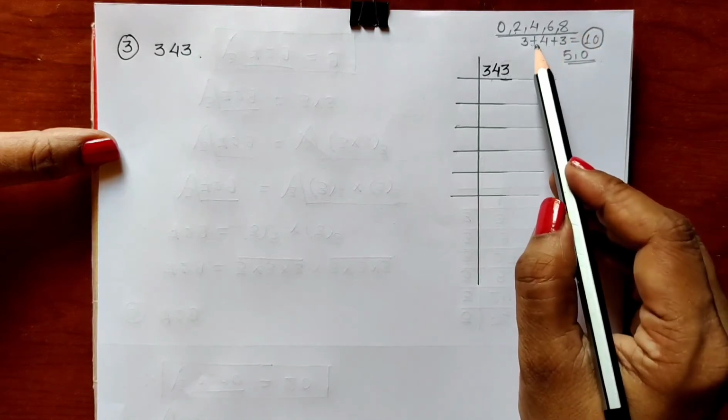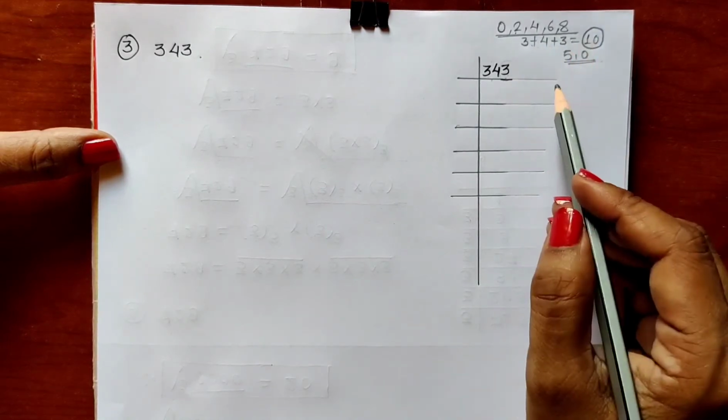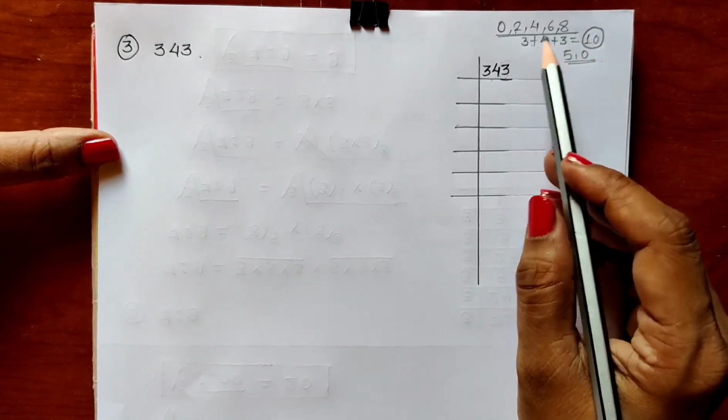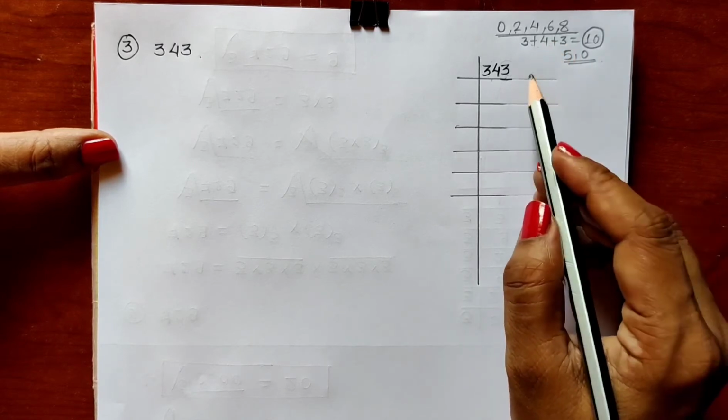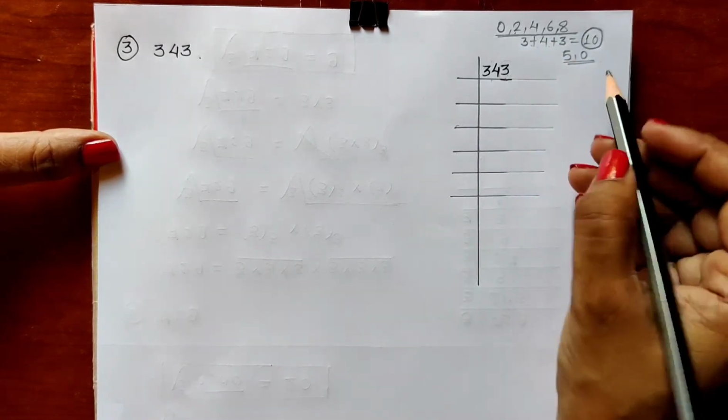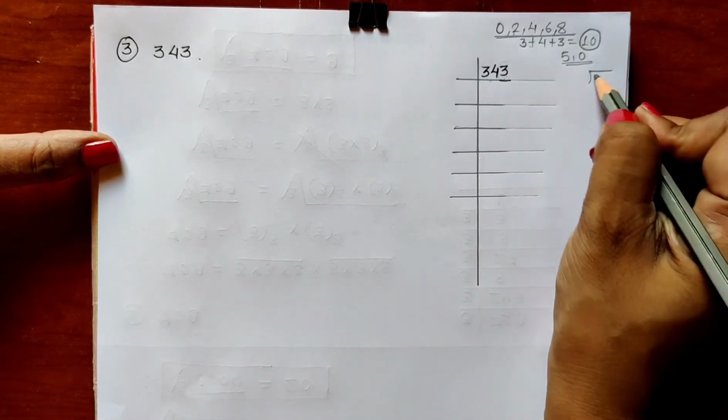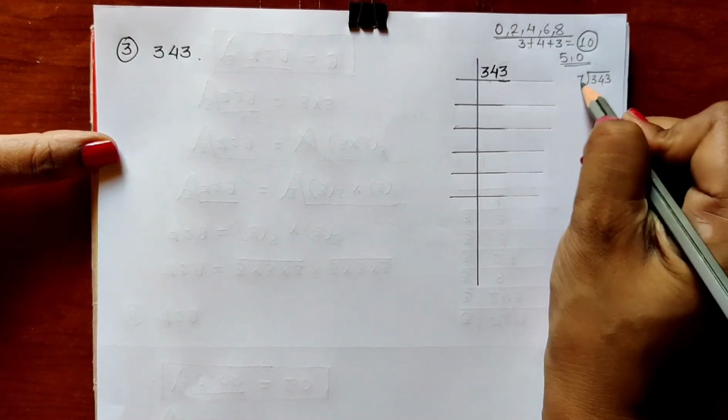It is not divisible by 3, that means it will not be divisible by 6 either. It is not divisible by 2, that means it is not divisible by 4 either. So let us check its divisibility by 7. 343 divided by 7. Can we divide 343 by 7?